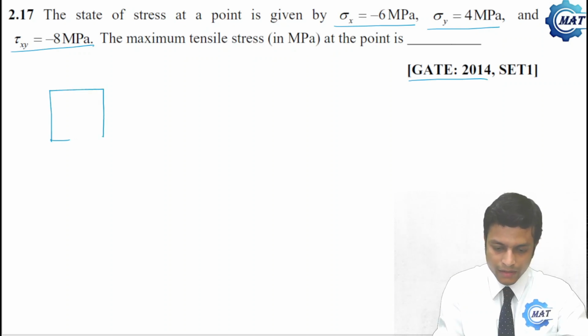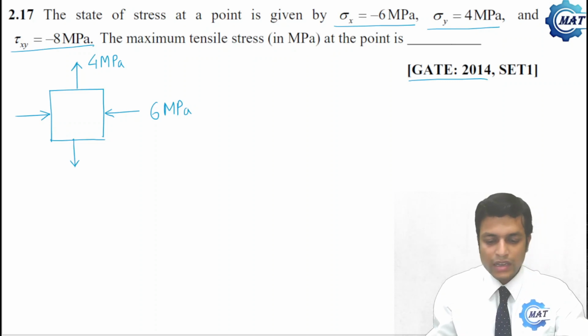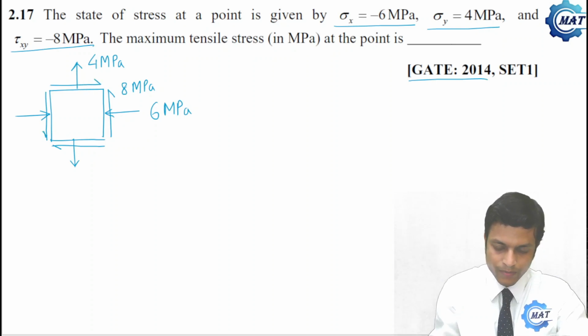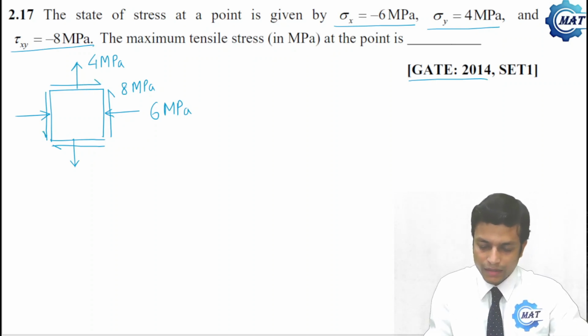Sigma x is minus 6 MPa, so this is compressive type. So this is 6 MPa in compression. Sigma y is 4 MPa, this is positive 4 MPa. And tau xy is also negative, minus 8 MPa, that is along this direction, 8 MPa. So this is the state of stress. Now let me draw the Mohr circle.